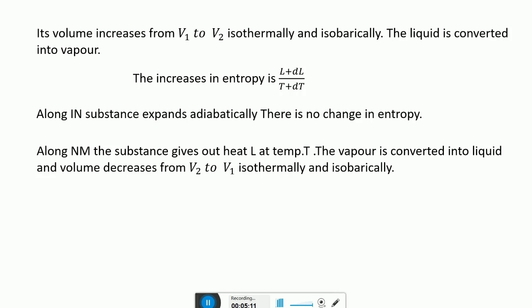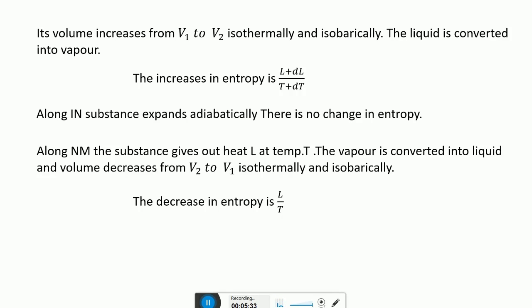Then along NM, the substance gives out heat equal to the latent heat L at a temperature T. So the vapor is converted into liquid and there is a decrease in volume from V2 to V1. So the decrease in entropy is L upon T only.